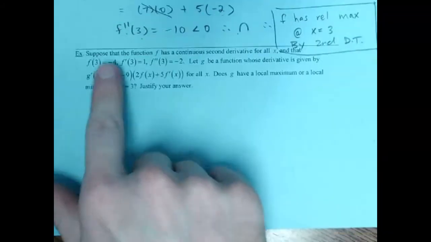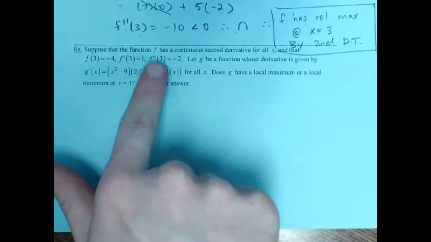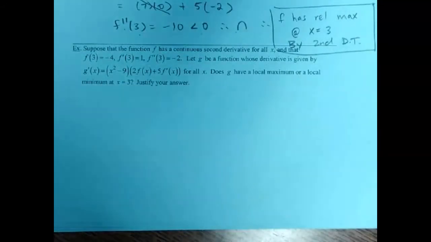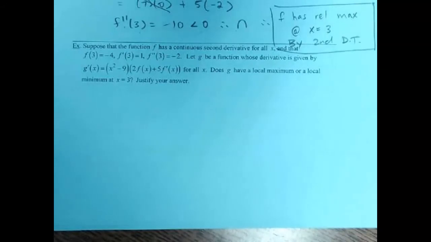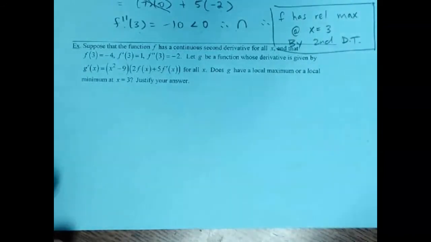It says f, f prime, and f double prime all being evaluated at 3. I don't know the f function. I just know this targeted information about x equals 3. Then it says let g be a function defined by g prime. And then it's asking me, does g have a local max, a local min, or neither? Okay, so again, second derivative test is the only way.